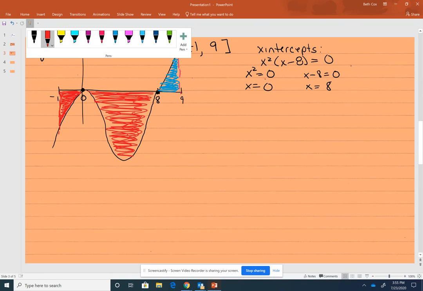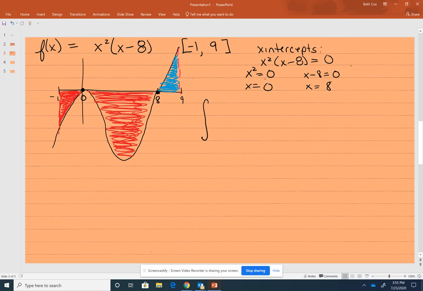Okay? So now I can do the interval from negative 1 to 0 of my function, which I'm going to multiply out. And then I could do the one from 0 to 8. And then I could do the third one from 8 to 9. Now I said I was going to multiply them out. I'm going to do x to the third minus 8x squared.